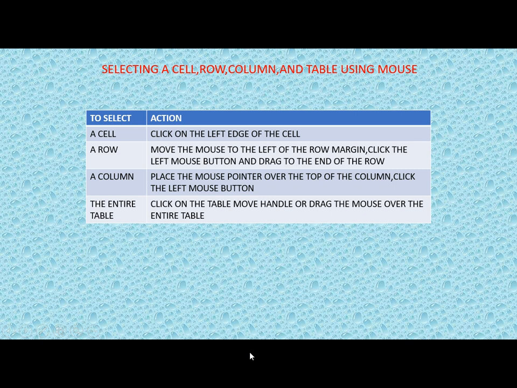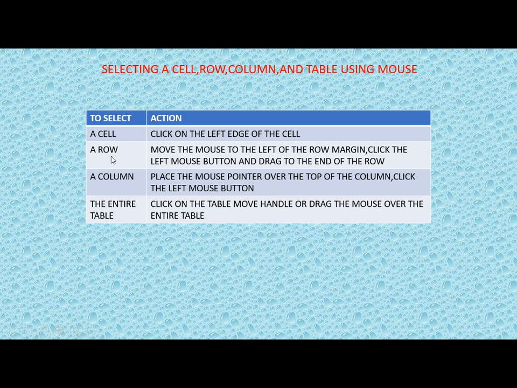Now here are some methods for how you can do some operations on your table. Suppose you want to select a cell, then how to select a cell? Click on the left edge of the cell. Let me read out all these things first, then I will show you in the table how to do all these actions. So for a cell, click on the left edge of the cell.